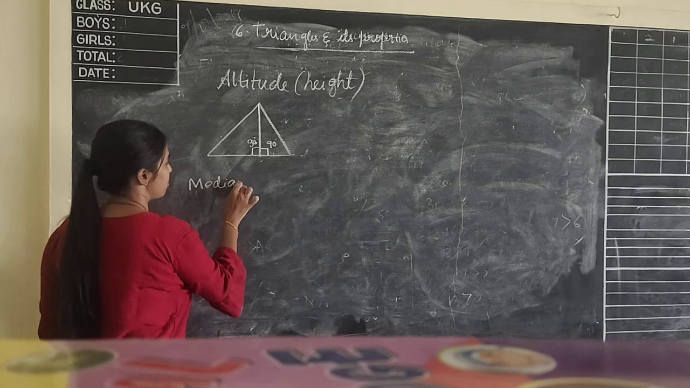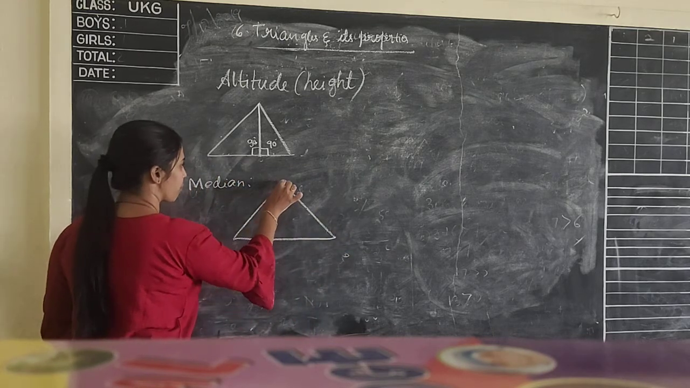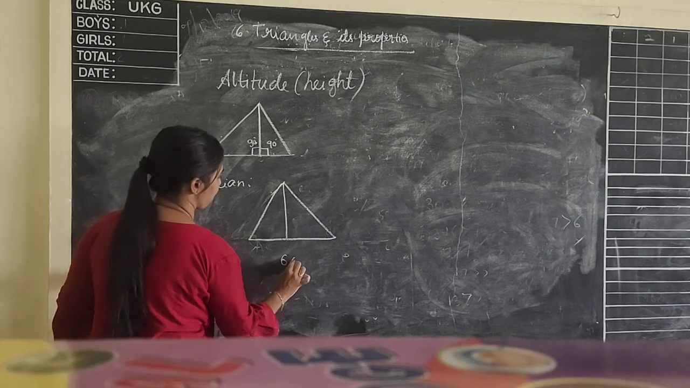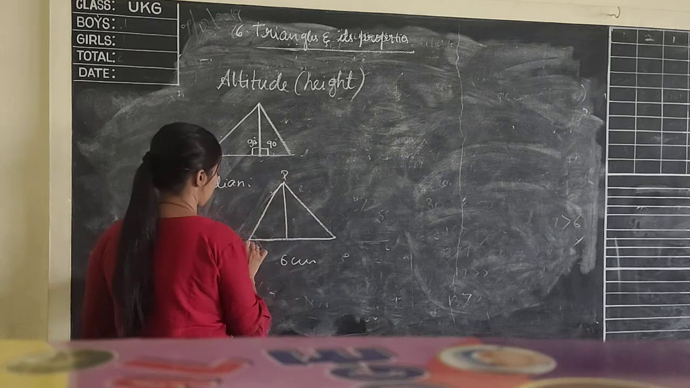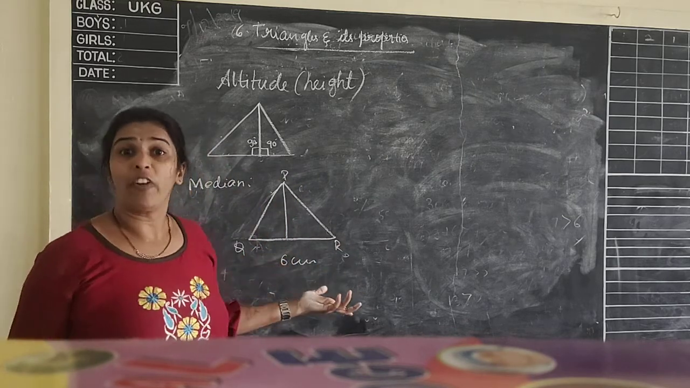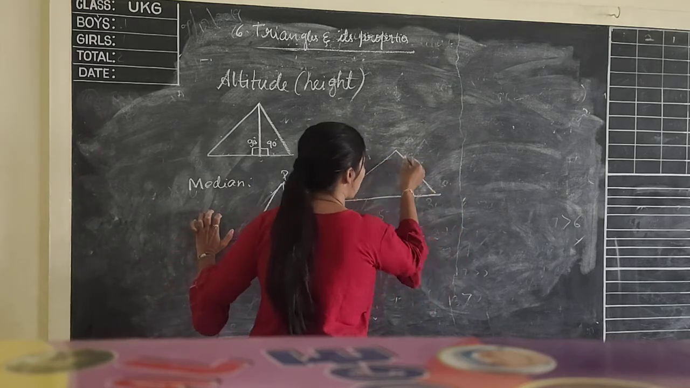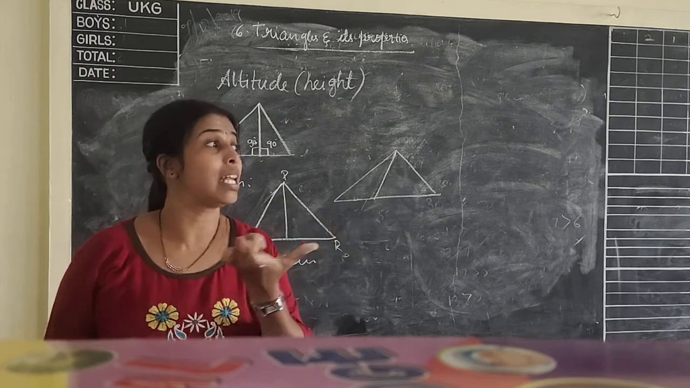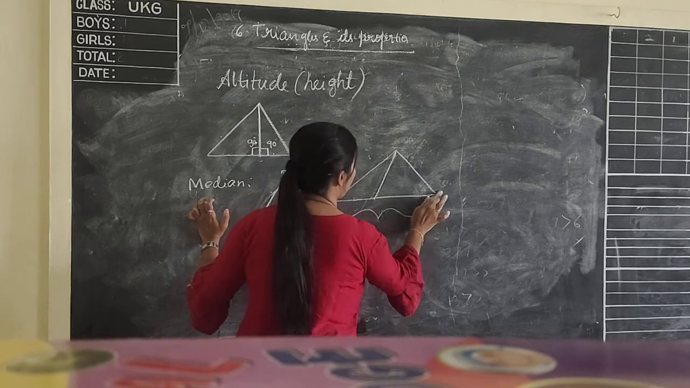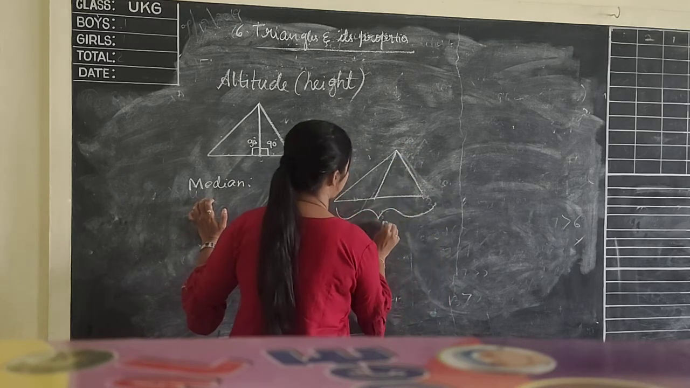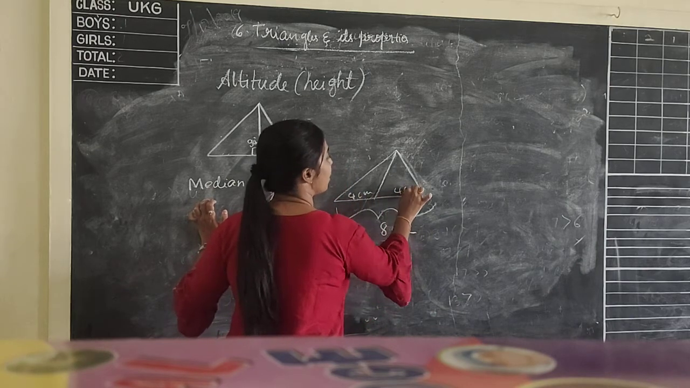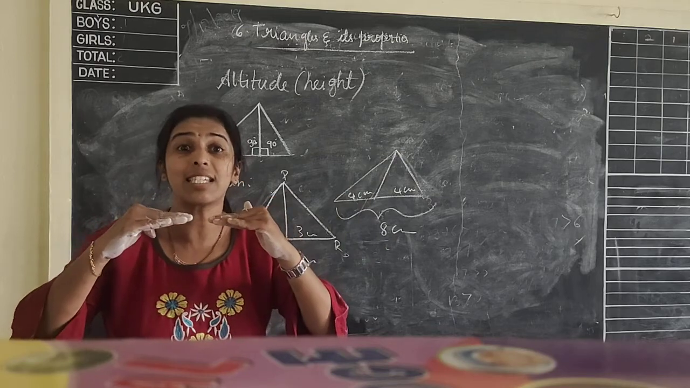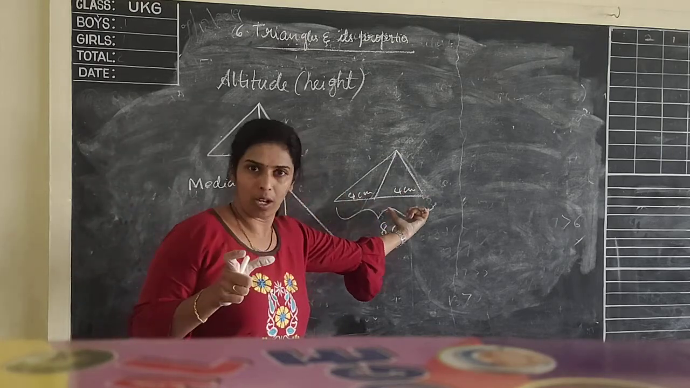But median means that it divides the base equally. Suppose this base is 8 cm, it divides it 4 cm and 4 cm. Here, 3 cm and 3 cm. You can draw the median crossways also. Means we want the bases to be equal on both sides. Median means this part and this part must be equal. You can draw cross also.